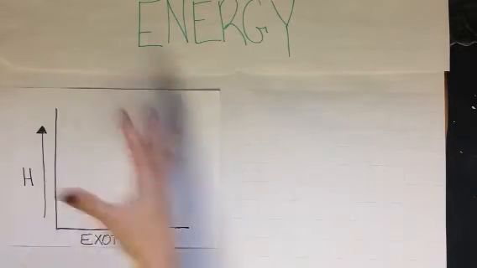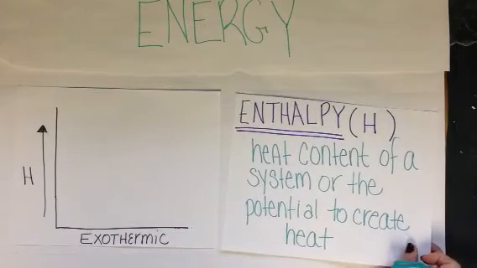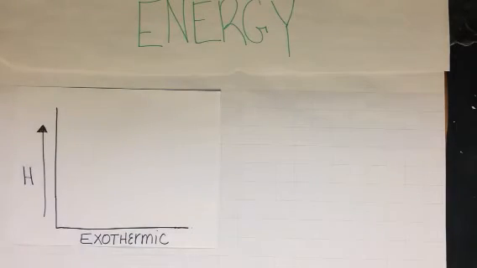Now, taking that into consideration, how could we then display that on a graph? So if you look here, I've got my x and my y axes. On my x-axis, I've got an exothermic reaction. On my y-axis, I've got H, which if you remember, H means enthalpy. You might want to put that in if you want to remind yourself, enthalpy. So if you notice, my enthalpy is increasing on my y-axis here.